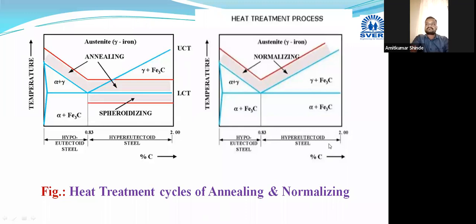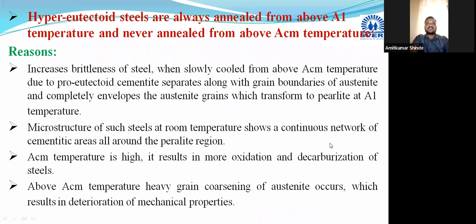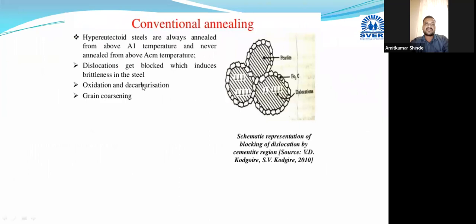This is the reason why hypereutectoid steels are always annealed above A1 temperature. We never anneal these hypereutectoid steels above ACM temperature. These are the three reasons, which I have highlighted: oxidation and decarburization, then grain coarsening, and third, the accumulation of pearlite surrounded by proeutectoid cementite at the grain boundaries, which increases the brittleness of the material.